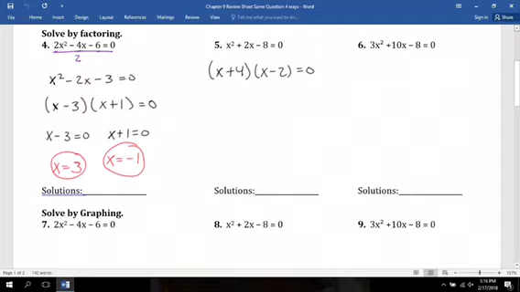Now we want to set each piece of this equal to 0 and solve. So x plus 4 equals 0 and x minus 2 equals 0. In both cases, we're going to solve for x. So in the first case, we subtract 4 from both sides, and we get x equals negative 4. In the x minus 2 side, we've got to add 2 to both sides, and we get x equals 2.